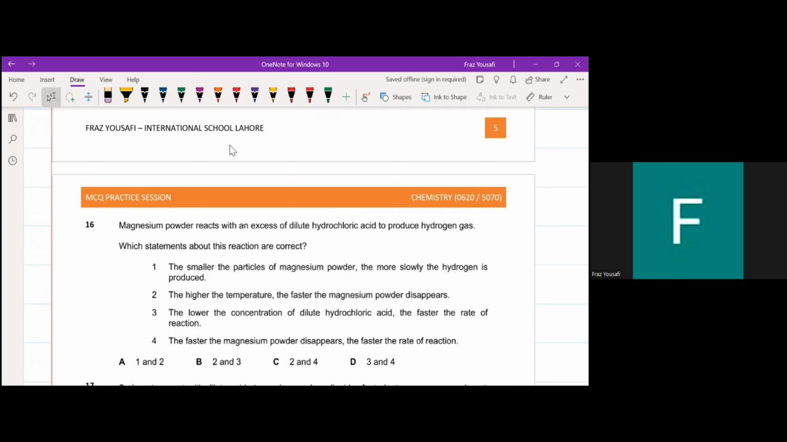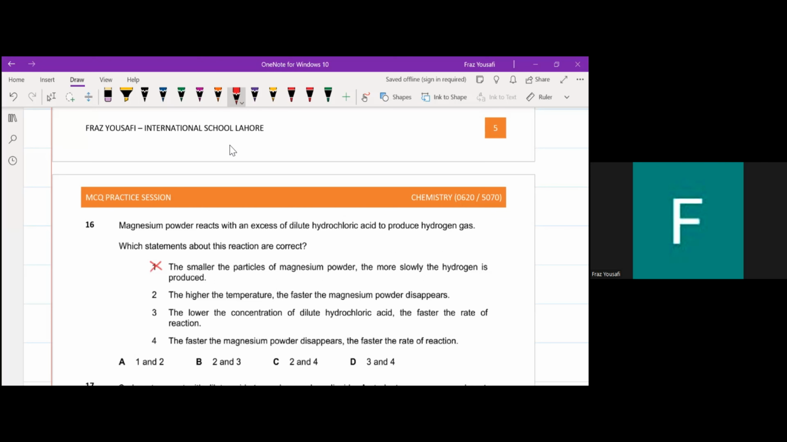The smaller the particles of magnesium powder, the more slowly. You can stop right there. This is incorrect. It's saying that if we make the surface area of Mg go up, that's what smaller means, then the reaction will occur slower, and that's absolutely incorrect. All right, so larger surface area, rate goes up, not down.